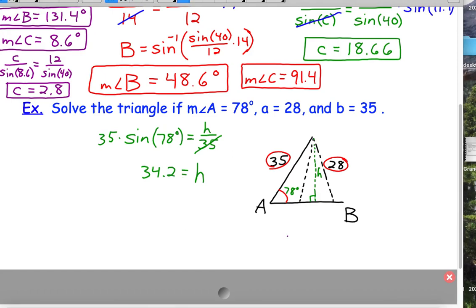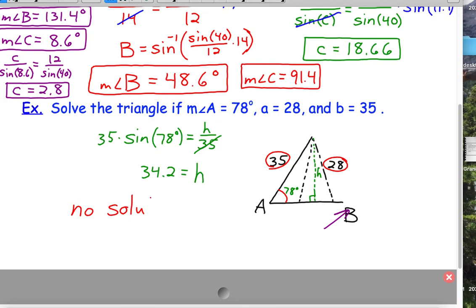There's no way that this side A could only be 28. It would never actually go all the way down and touch side AB. This way, or even if we tried to go straight down this way. Because h has to be at least, so it's got to be longer than 34.2 to actually have that side touch this side AB. So this wound up actually being easy, no solution, and then we'll just say in parentheses, not a triangle. And that's all there is to it.